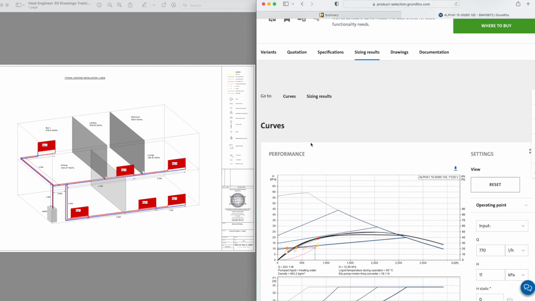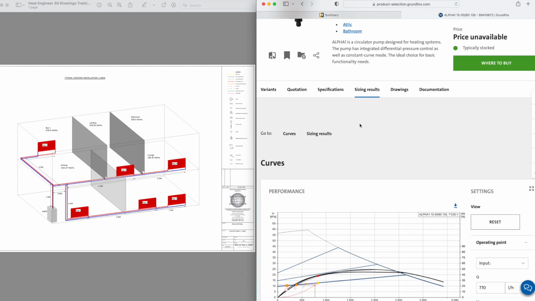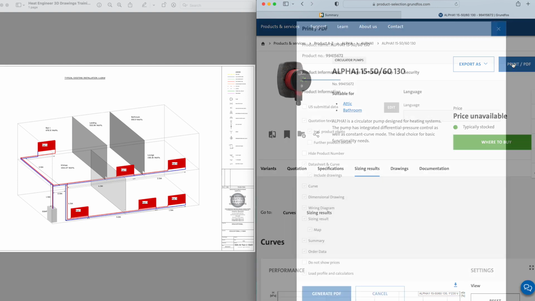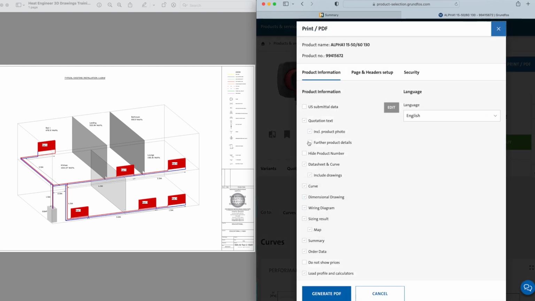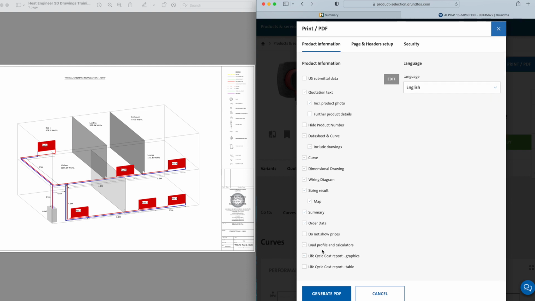Now we can see that we've set up our parameters, which is our 770 litres per hour, and then just our 11 kPa head there. So you can see this pump is still massively oversized for what we need to do. But what we can do now, which is a really good feature on this website, we can put in pump curve, sizing result, life cycle costs, etc.